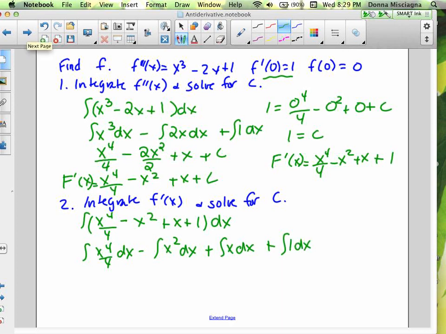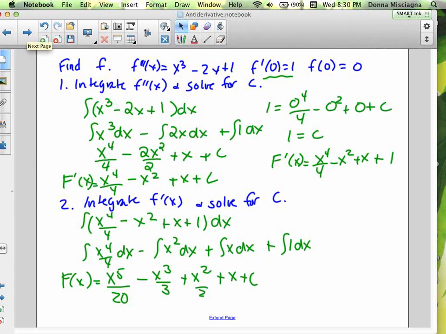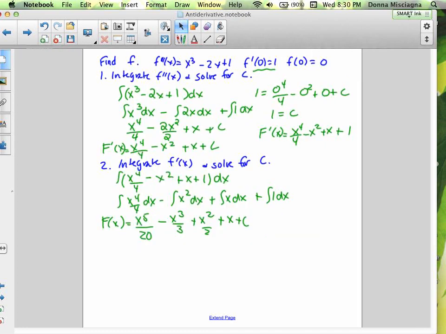Right? And getting back to the original function here. So we'll increase by 1, divide by the same thing. So this is going to be x to the 5th divided by 20, right? If I divide by 5, I already got a 4 down there, it would be divided by 20. Minus x cubed divided by 3 plus x squared divided by 2 plus x plus c. And I should have written a little smaller because now I have very little space to solve for my initial condition. Well, I'll just kind of extend the page a little bit. It's okay if you don't see the question anymore. Oh, there we go. I can still see the question.